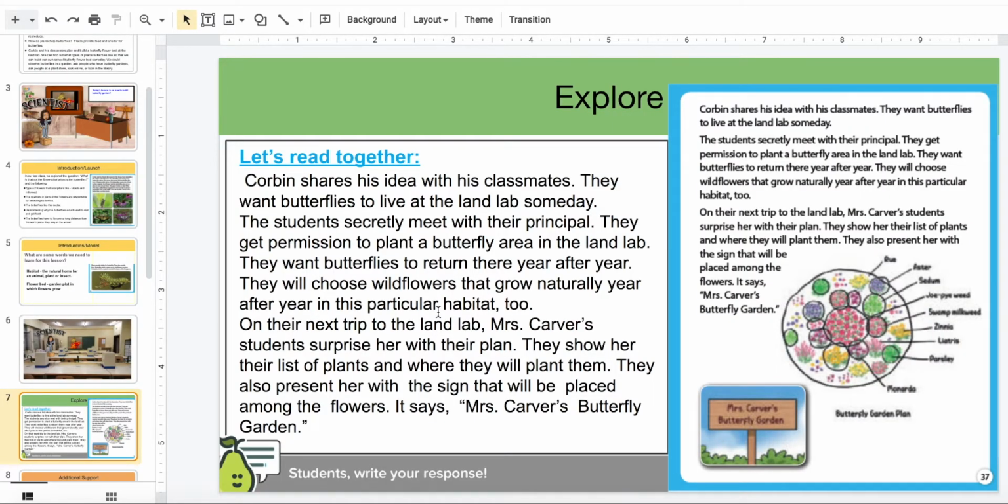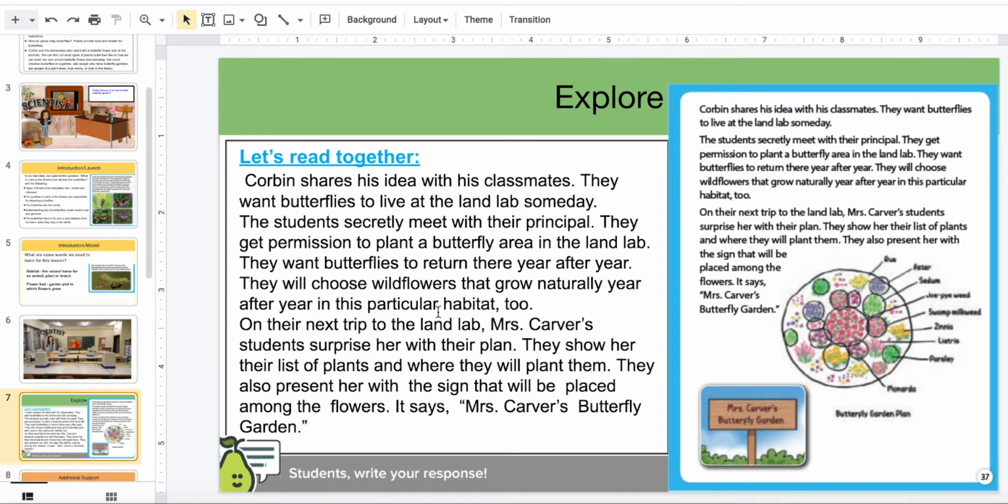So let's read together. Corbin shares his idea with his classmates. They want butterflies to live in the Land Lab someday. The students secretly meet with their principal. They get permission to plant a butterfly area in the Land Lab. They want butterflies to return there year after year. They will choose wildflowers that grow naturally year after year in this particular habitat too.